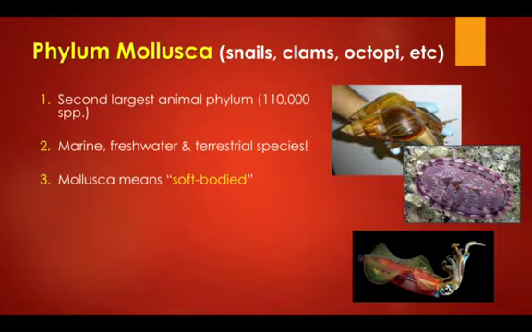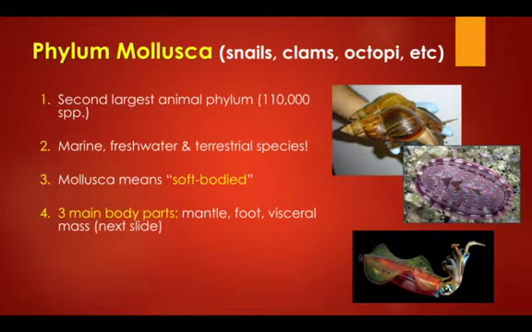Mollusca means soft-bodied. And each one of these, we're going to go over some different classes, and each one of these classes will have these three main body parts, but they will look quite differently for each one of the classes we go over. These three body parts are the mantle, the foot, and the visceral mass.